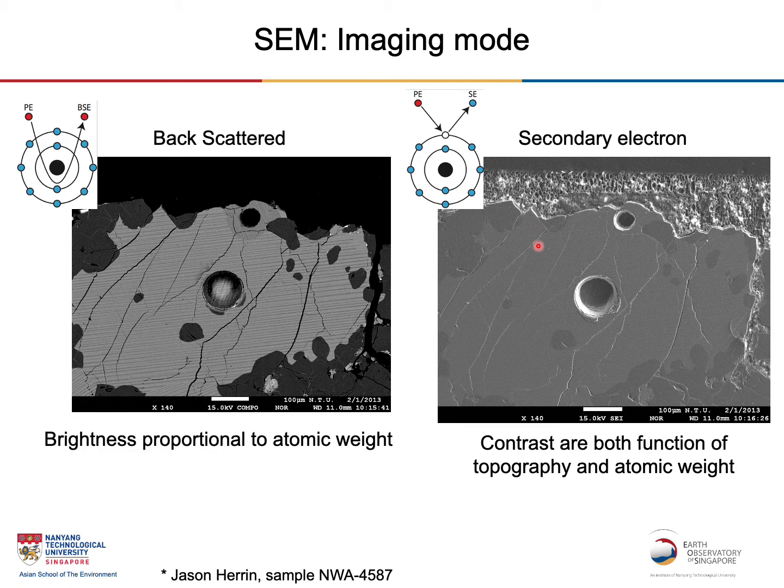So those two have different functions. Secondary electron is great to look for the morphological features, like the roughness, how they change, how the shape is. But the backscatter is great for making contrast between heavy elements and lighter elements.